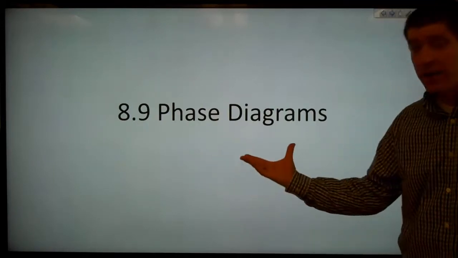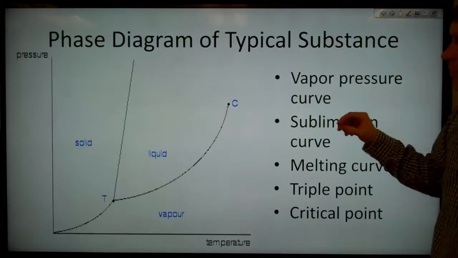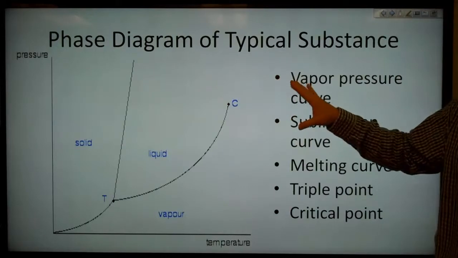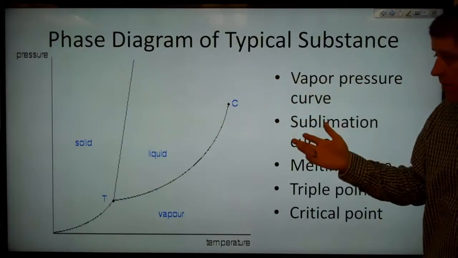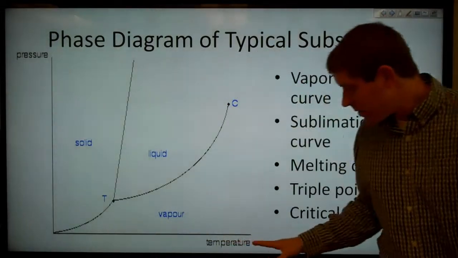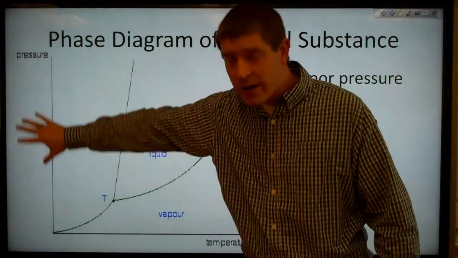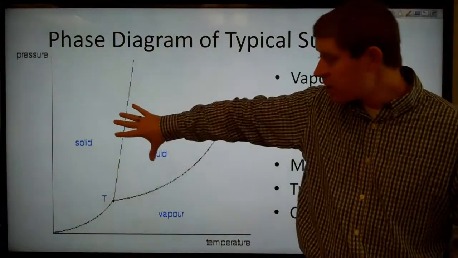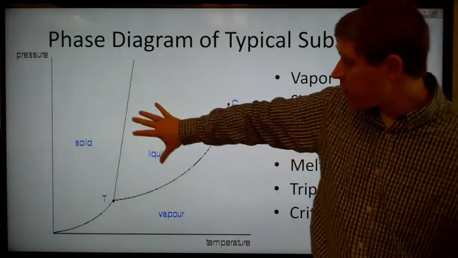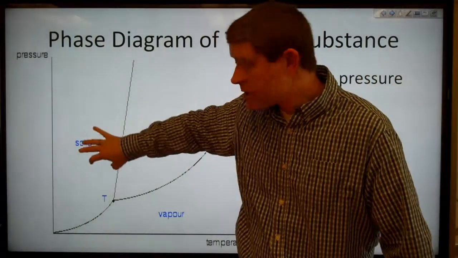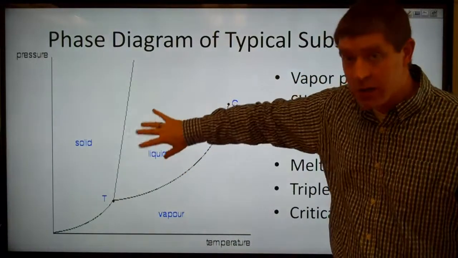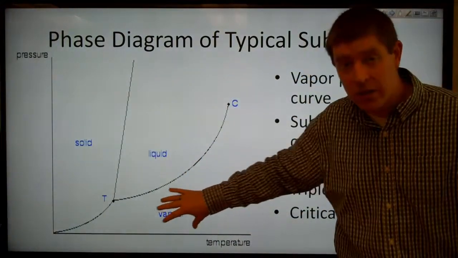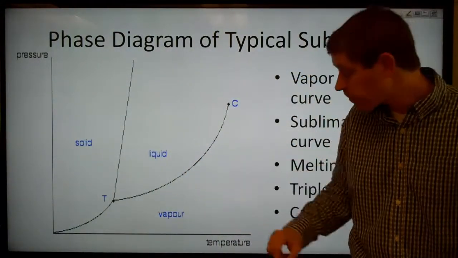Welcome to phase diagrams. So here we're looking at a phase diagram of a typical, generic substance. Down here we have the temperature axis, here we have a pressure axis, and then we've got some lines in here. And you can see that we've labeled various regions. Over here we have a solid phase, here we have the liquid phase, and here we have the vapor or gas phase.